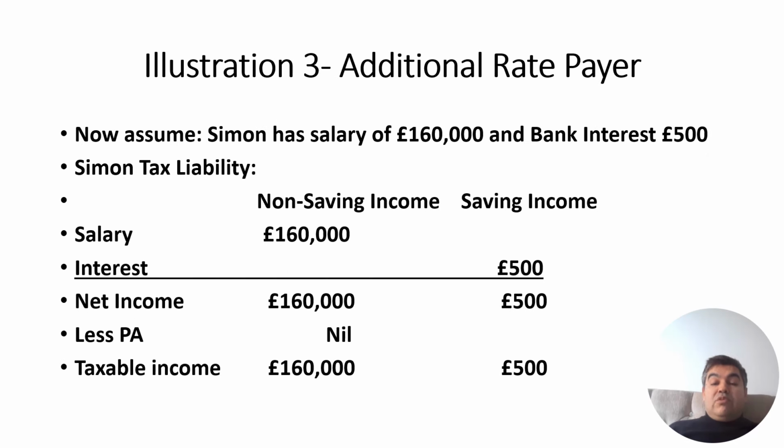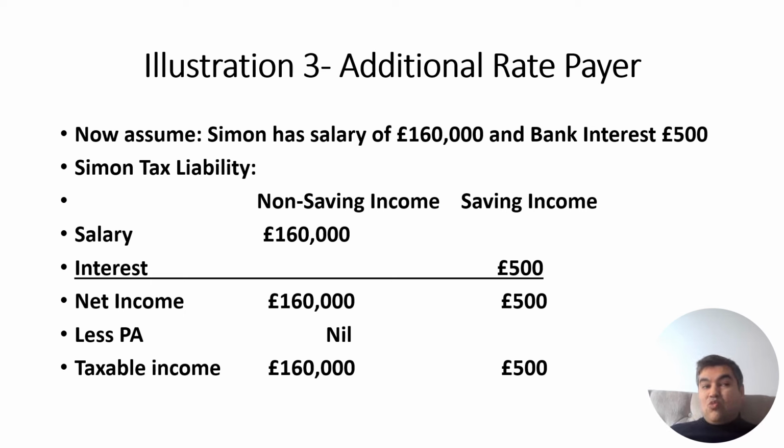Here's an example for people paying tax at the additional rate, which is 45%. Now, assume Simon has a salary of 160,000 and bank interest of 500. So clearly, because of his income level, there will be no personal allowance available.